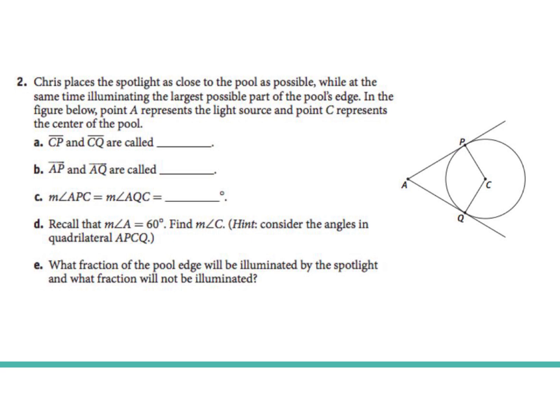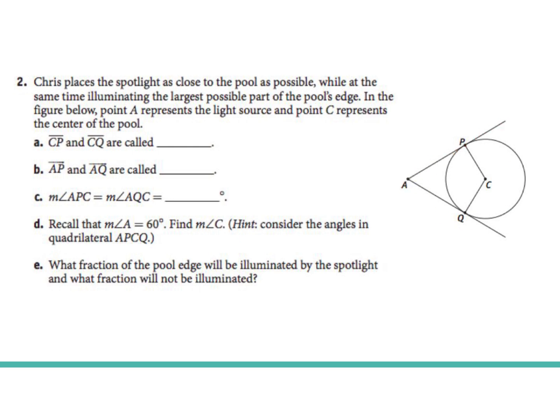Let's go on to question number 2. It says, Chris places the spotlight as close to the pool as possible, while at the same time illuminating the largest possible part of the pool's edge. In the figure to our right, point A again represents the light source and point C represents the center of the pool. So think of how this picture is a little bit different from the last one.